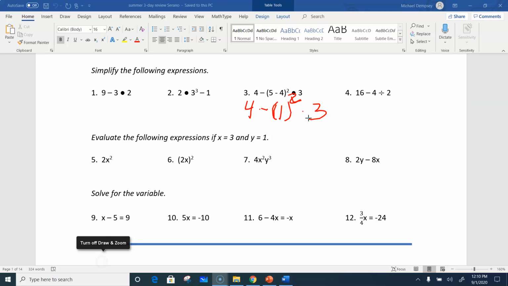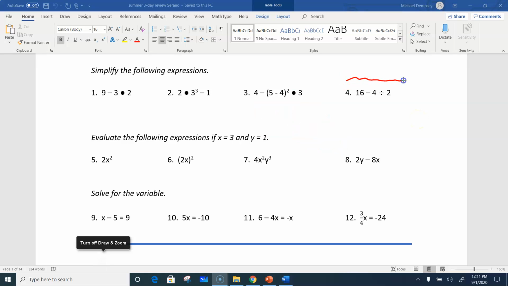Well, 1 squared is 1. So we still have just 4 minus 1 times 3. Remember what we have to do first here. We have to multiply 1 times 3. So this is going to be 4 minus 3. 1 times 3 is 3. And that is equal to 1.